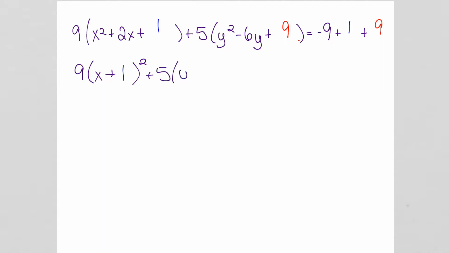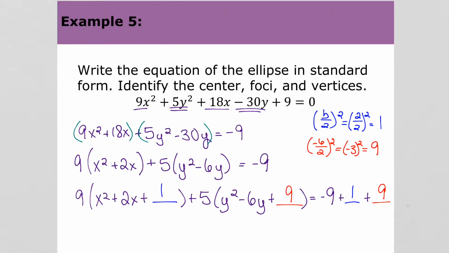Then we've got 5y. This time it's minus because of the negative in front of the 6y. And the square root of 9 is 3. Over on the right, we need to simplify. And, I didn't do something.